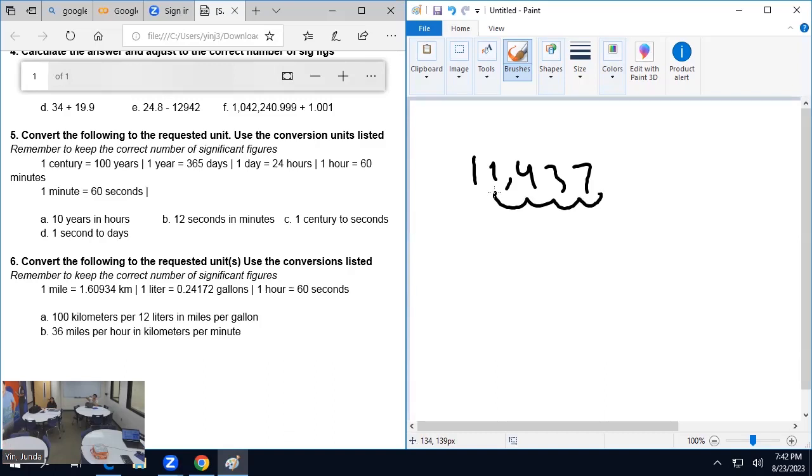So it would be 1.14 times 10 to the -4. Not negative, it would be positive that way. 4. Yes, that's correct.